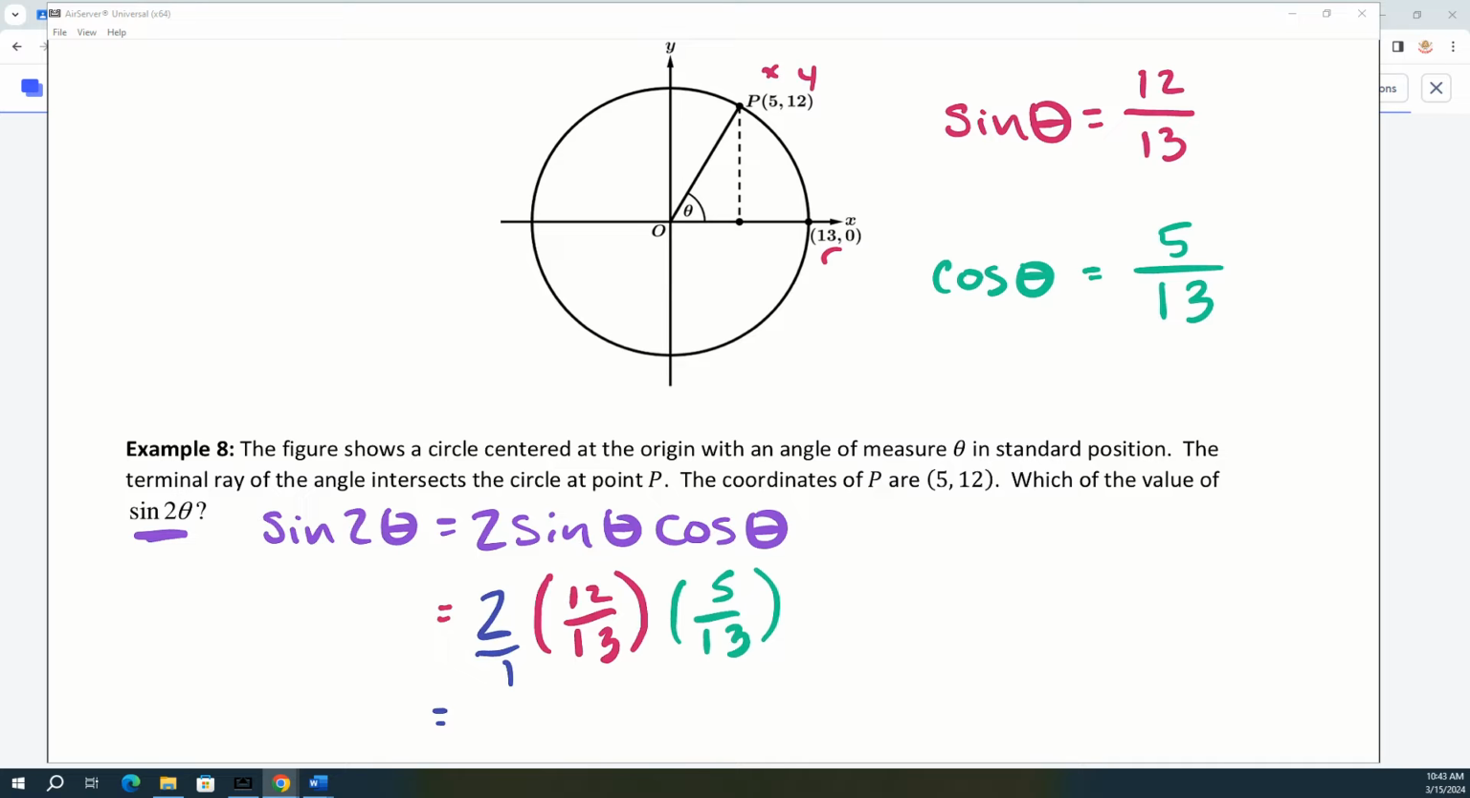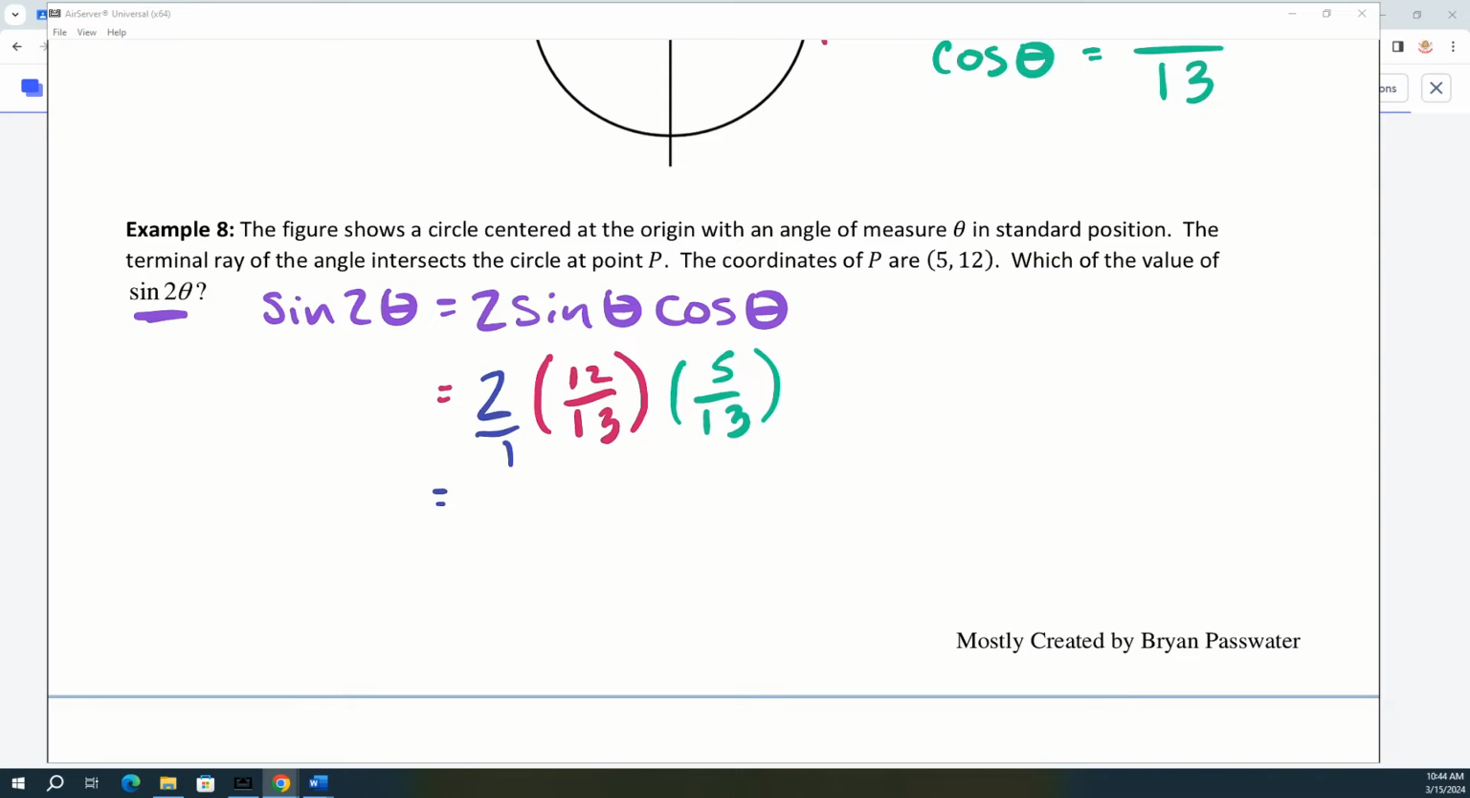This is something that might be on a non-calculator test, so be smart with your multiplying. If you can multiply and get 10, that's probably better. So I could multiply that and get 10, and then multiply by 12. It's going to be 120 in the numerator. And then 1 times 13 times 13. Hopefully you guys know 13 squared is 169. All right, questions on that? That's one way that you use the double angle formula.